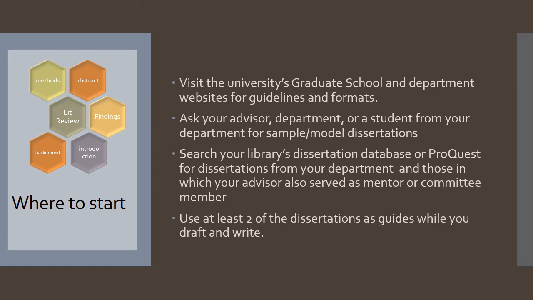So first, make sure to visit your university's graduate school and department websites for guidelines and recommended thesis and dissertation formats. Second, ask your advisor, your department, or a student from your department for sample and model dissertations. Third, search your library's dissertation database or ProQuest for dissertations from your department and also those in which your advisor also served as mentor or committee member.